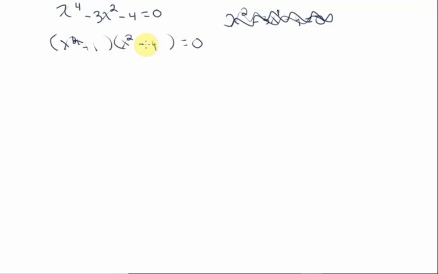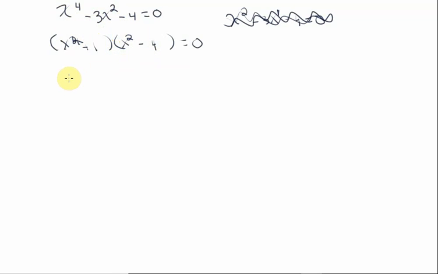Now, FOIL that back out and check it. See if it does give you that. And I'll go ahead and spoil it for you. It will, because if you FOIL this out, you'll get x to the 4th, negative 4x squared, positive x squared, which will add to negative 3x squared. And 1 times negative 4 is negative 4.